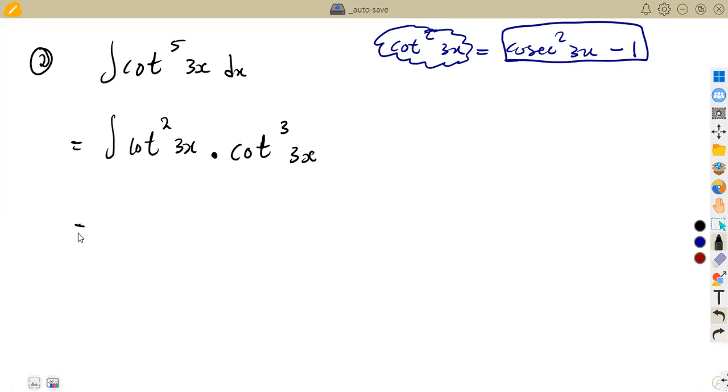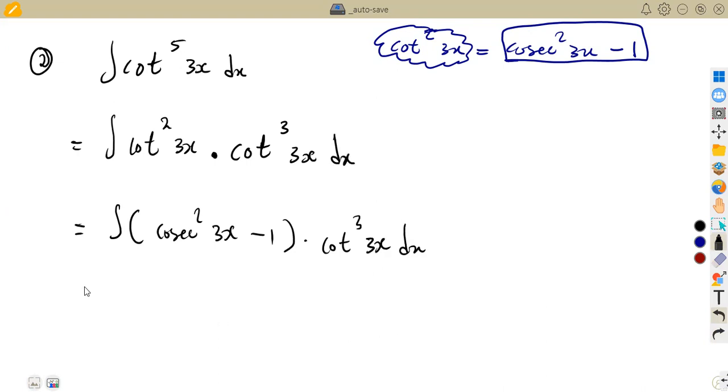All right, so let us get this into consideration. This cot squared, like I said, is going to change into cosec squared. So it is going to be the integral of cosec squared 3x minus 1 times cot cubed 3x with respect to x. Then, instead of using substitution, because there is a minus 1, we have to expand so that we see if this is going to work. So let us multiply throughout.